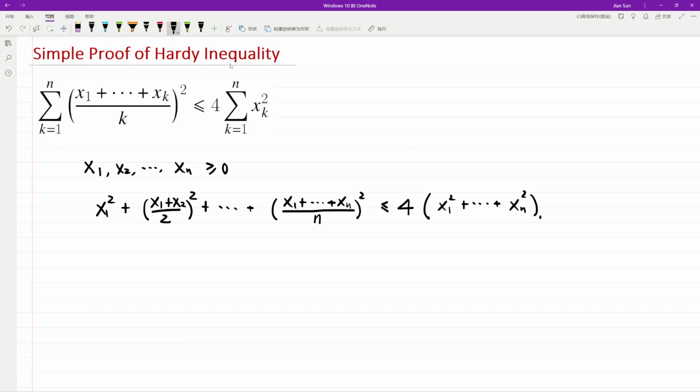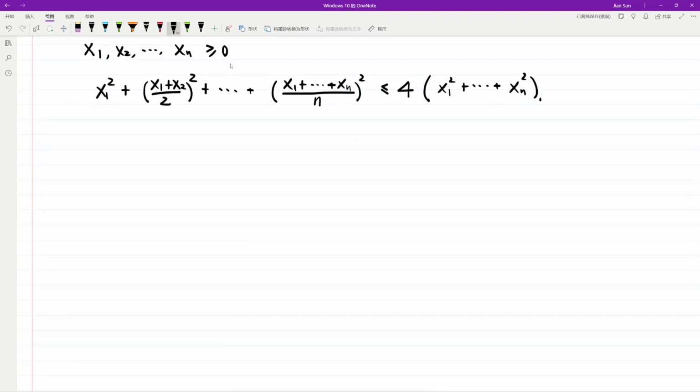There are proofs of the inequality. You can check different books, but I'm going to offer a new one which is straightforward and very intuitive. Now, let me offer my proof here.